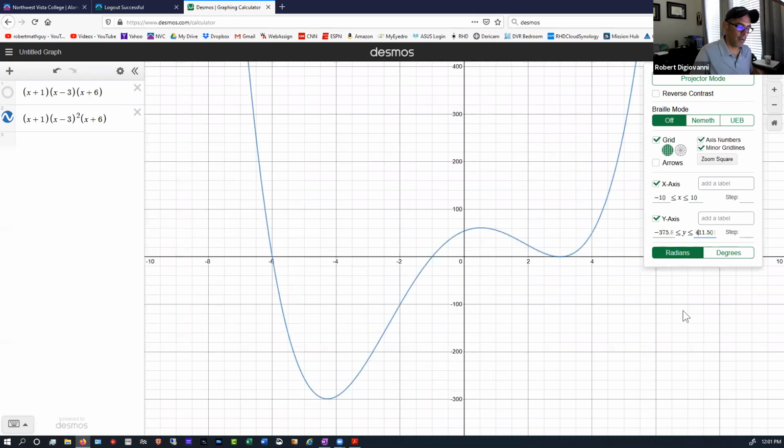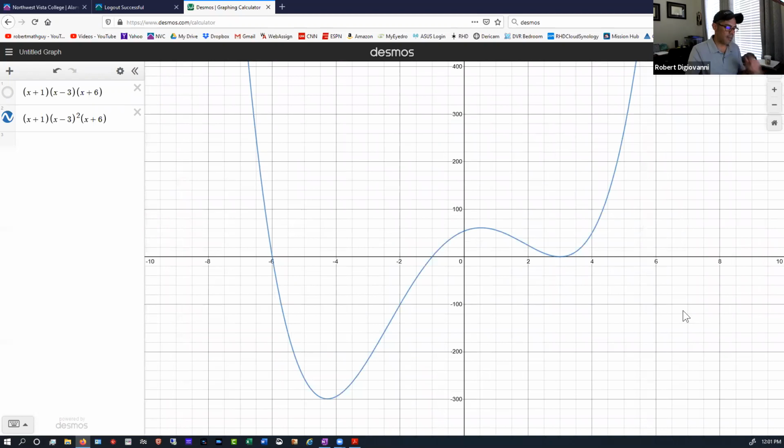There we go. So I changed a little bit. That's the graph from the computer. Is that what ours looks like?